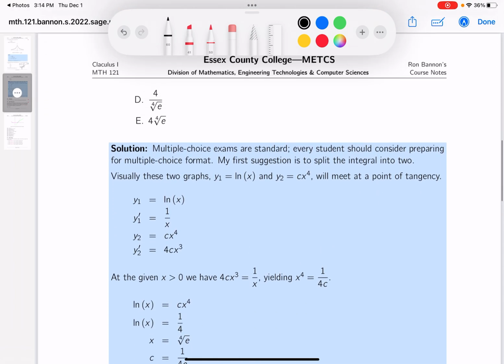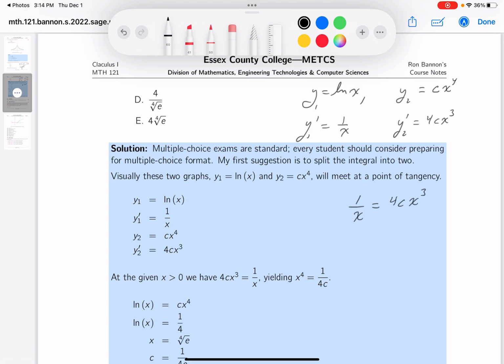Let me write that down for you. So I have y equals ln x, and that's going to be y1. y2, I'm trying to figure out what their tangent is, c x to the fourth. So the derivative here is going to be pretty simple. It's just simply 1 over x. And this guy's derivative, also pretty simple. It's just going to be 4cx cubed. And they need to be in agreement, by the way. They need to have the same slope at that point of tangency. So 1 over x is equal to 4cx cubed.